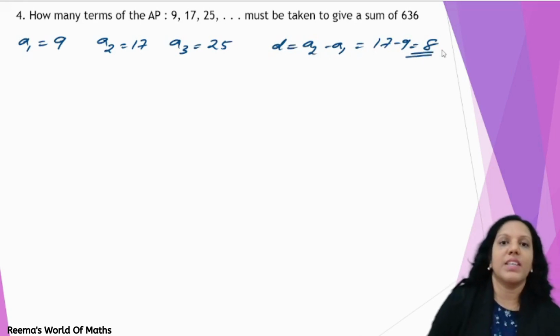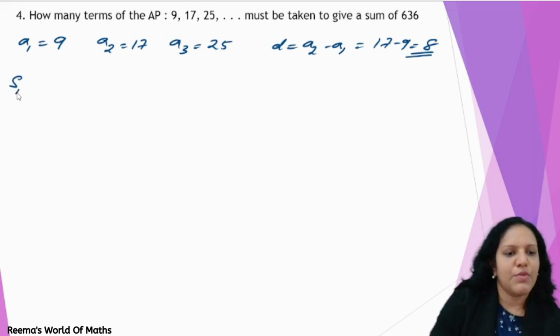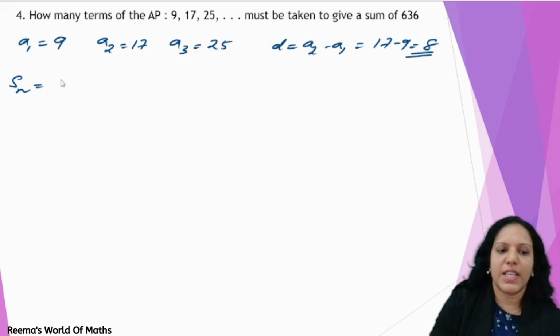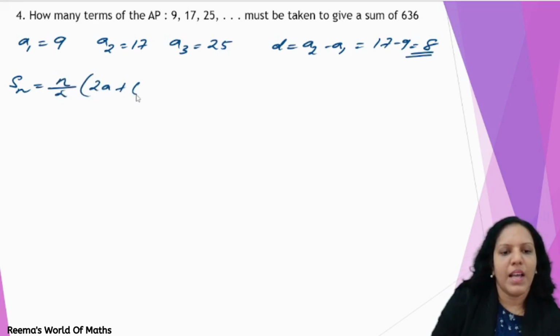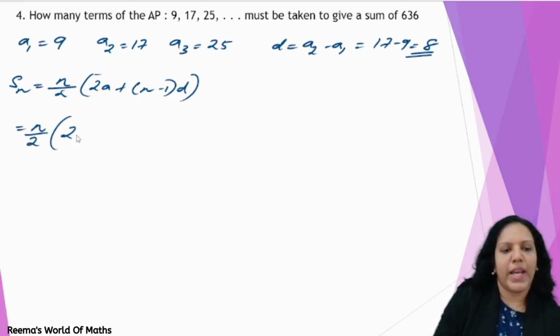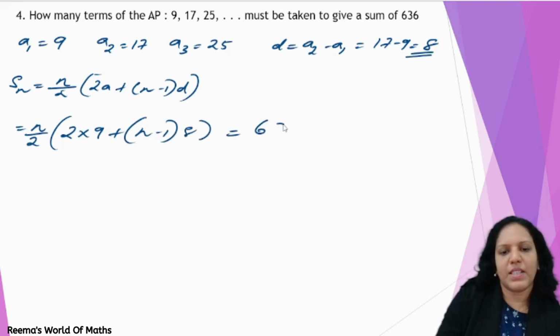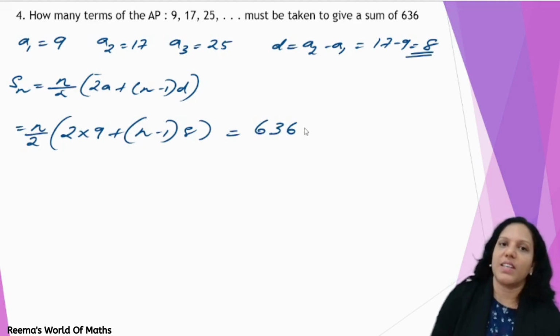Now let's find the number of terms. We are also given the sum of this AP. For finding the sum of an AP, Sn equals n by 2 multiplied by 2a plus n minus 1 into d. Correct? This is the formula to find the sum. We don't know the value of n, so n by 2 multiplied by 2 times 9, a equals 9, plus n minus 1 into d, d equals 8, is equal to how much? We are given 636. The sum is equal to 636.